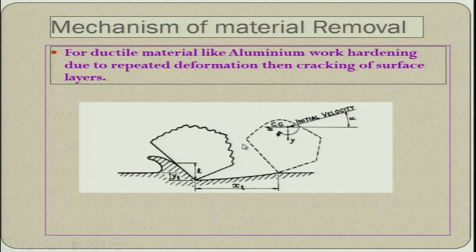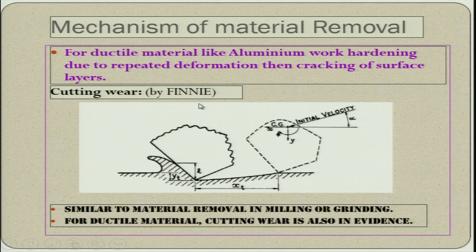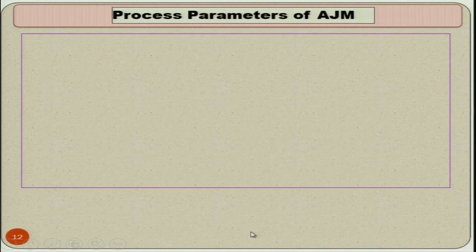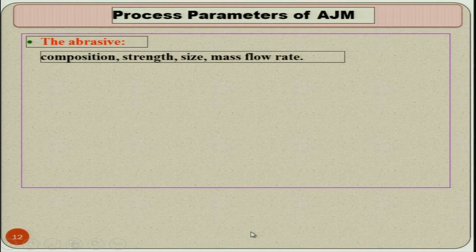So, the angle with which the abrasive particle is hitting the workpiece surface makes a lot of difference as far as the mechanism is concerned, and this model was proposed by Finney long back for cutting wear. So, similar to material removal in milling or grinding, for ductile material cutting wear is also in evidence. Process parameters of abrasive jet machining.